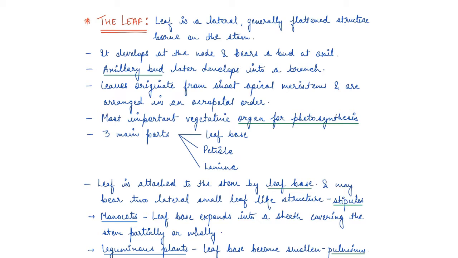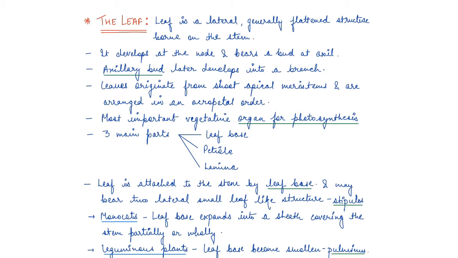Now the leaf basically is a flattened structure, right? And it is born on the stem. So in the previous video when we were discussing the stem, we discussed that it has all the parts of a plant, basically leaves, flowers and fruits. So it has an axis which bears various leaves, flowers and fruits, right? So in the same way, leaf is a lateral, flattened structure which is born on the stem.